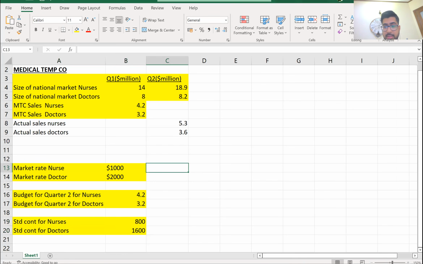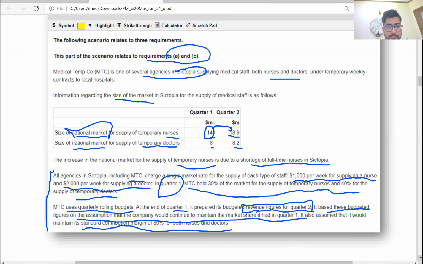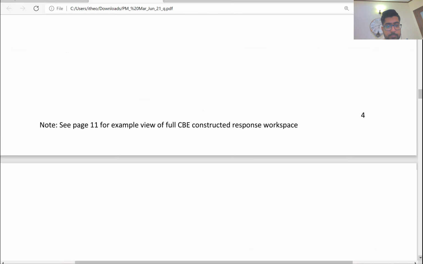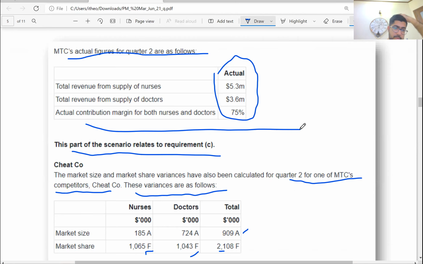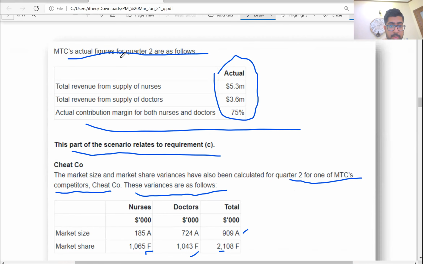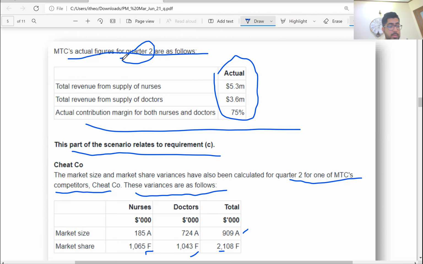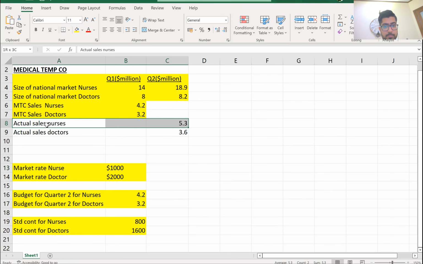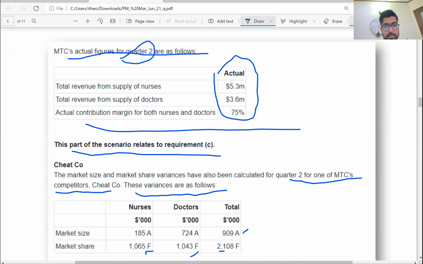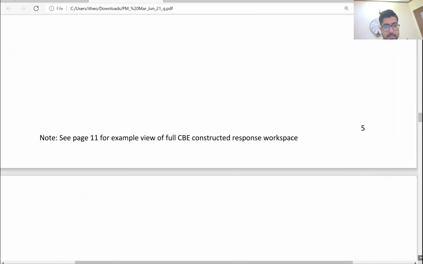And finally, actual figures for quarter 2 are given. Part A and B ends there because the next requirement is for part C. This is actual revenue of quarter 2. Remember, you need to carefully assess whether each item belongs to quarter 1 or quarter 2. The quarter 2 actual figures are nurses 5.3 and doctors 3.6. So I wrote the actual sales for quarter 2 as well. Okay, this is the data. Leave the data for part C. We will discuss it when we are solving part C. Let's move towards part A.